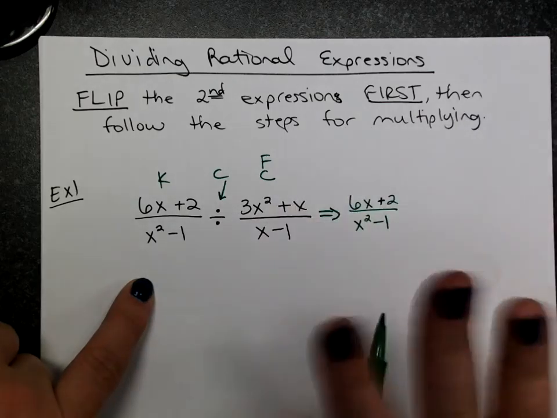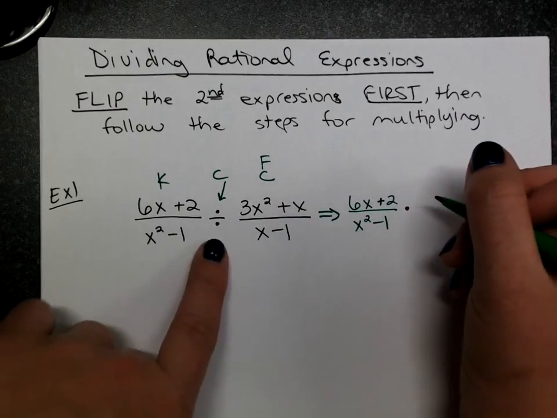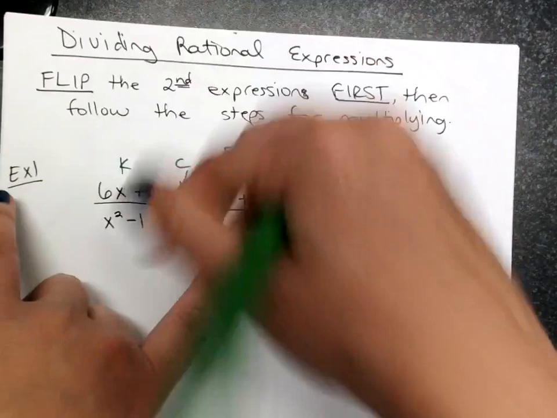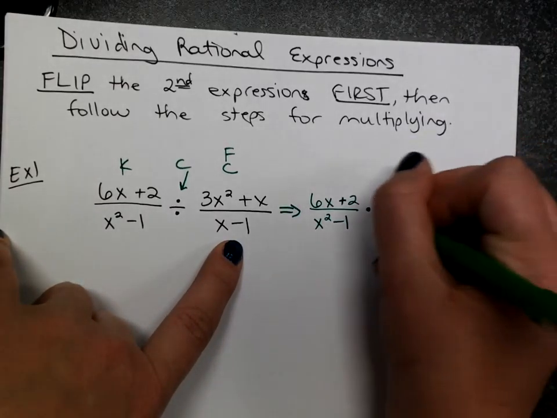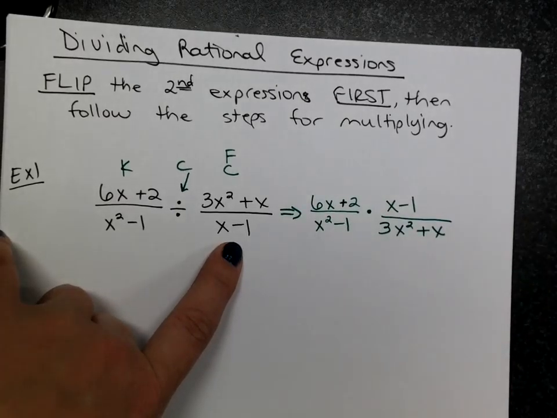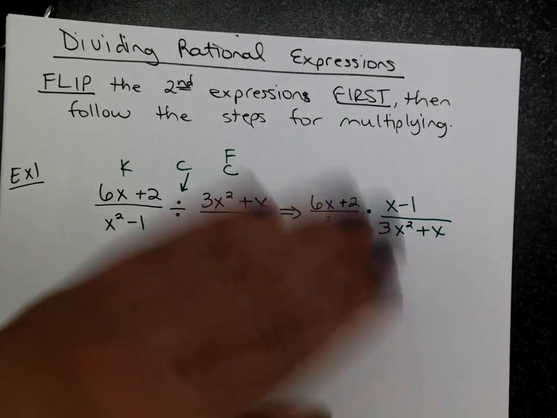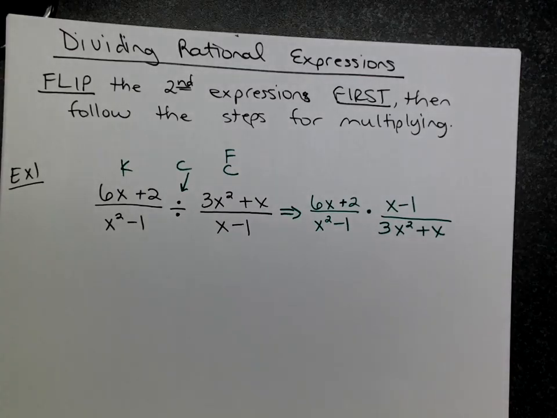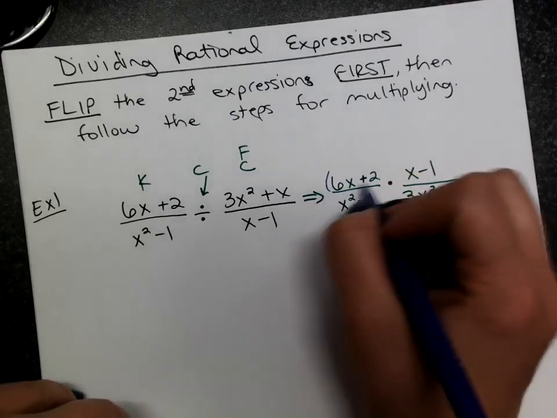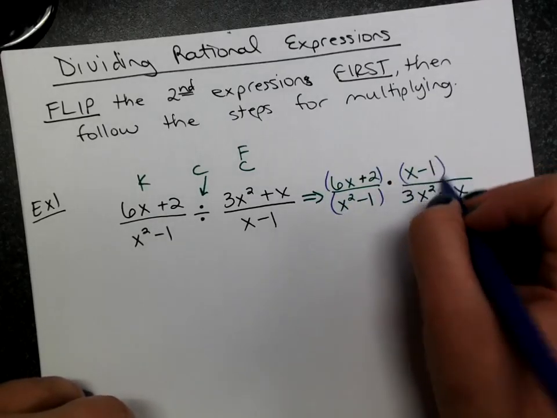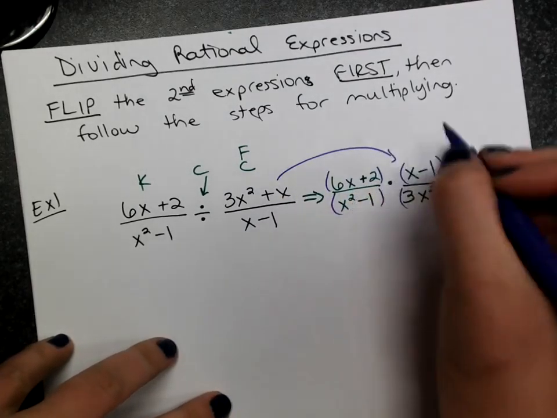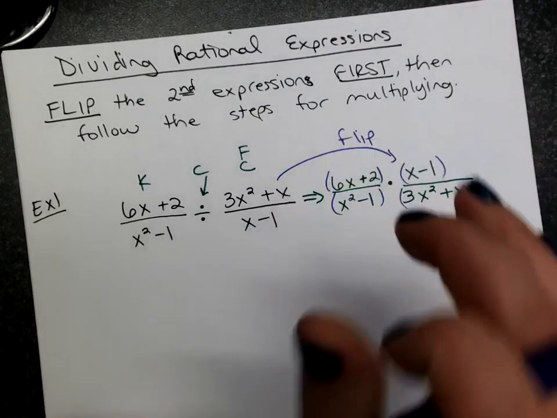Don't try to GCF or factor yet. Then change the division symbol to multiplication, and then flip the second fraction completely. So we're going to put x - 1 on the top, 3x² + x on the bottom. So don't do anything else before you flip. Flip that second expression first. Now we will look at the first top and bottom, the second one top and bottom. We have to flip before we start factoring and GCFing.